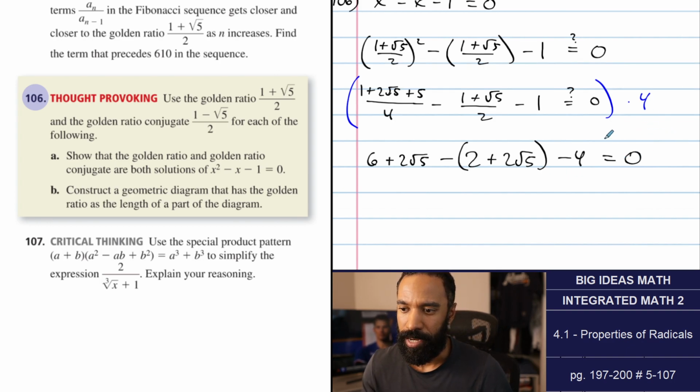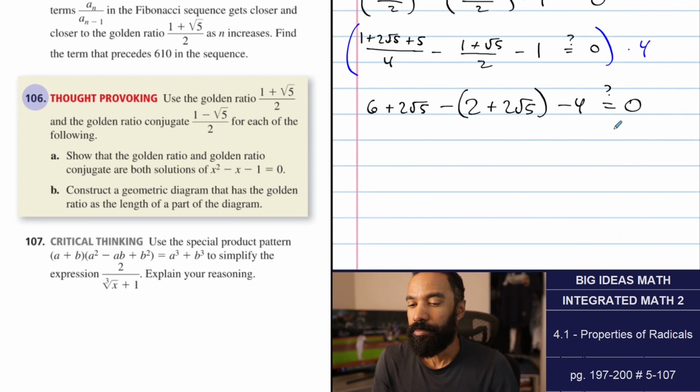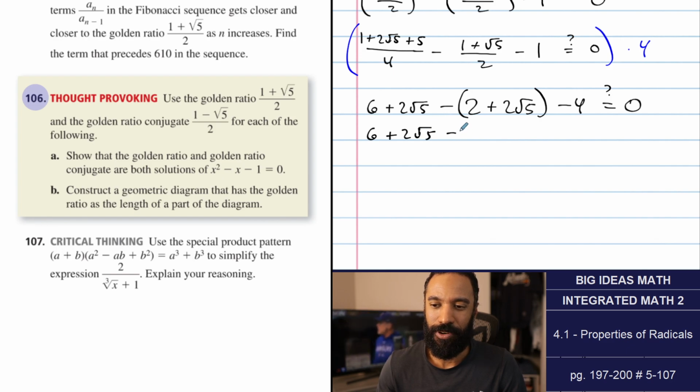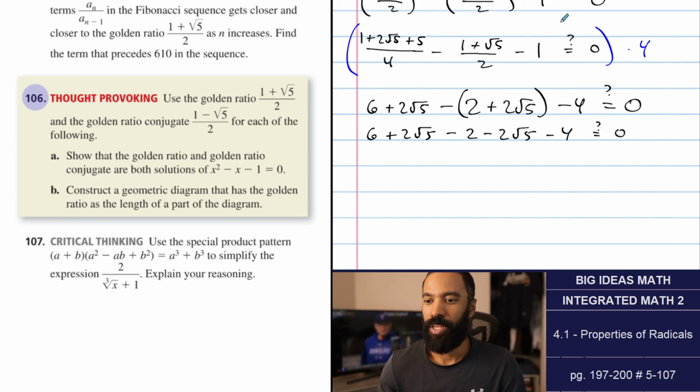I like that. Now, is that true? Generally they don't like us to move things to the other side of the equation like that. So maybe I should have kept the fraction. But I'm working here. So 6 plus 2 root 5 minus, notice I have to distribute that, minus 2 root 5 minus 4 equals 0. 2 root 5 minus 2 root 5 is gone. 6 minus 2 minus 4 is 0. So 0 equals 0. That checks out.